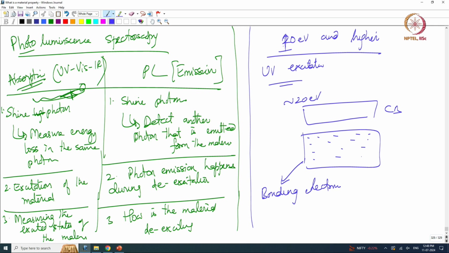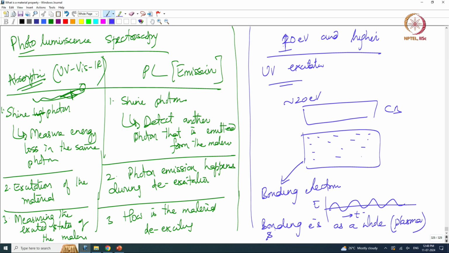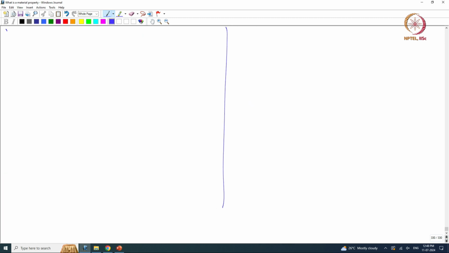So I have a UV excitation, I give a UV wave, so the electric field is oscillating with time. The bonding electrons, which are polarizations, also start oscillating as a whole. So the bonding electrons as a whole, meaning as a plasma, start oscillating with respect to the incident light, and that is called a plasmon or a bulk plasmon.